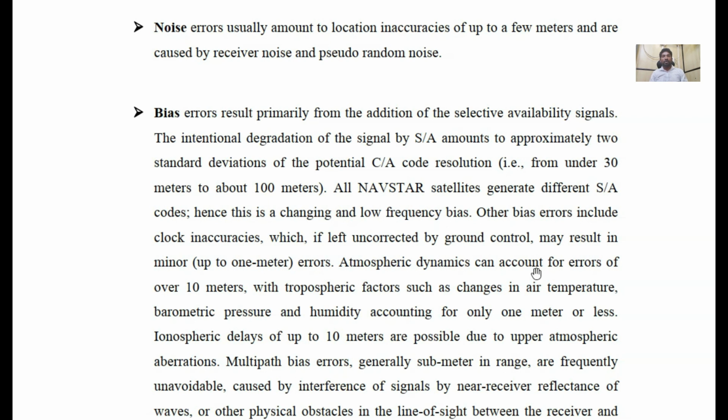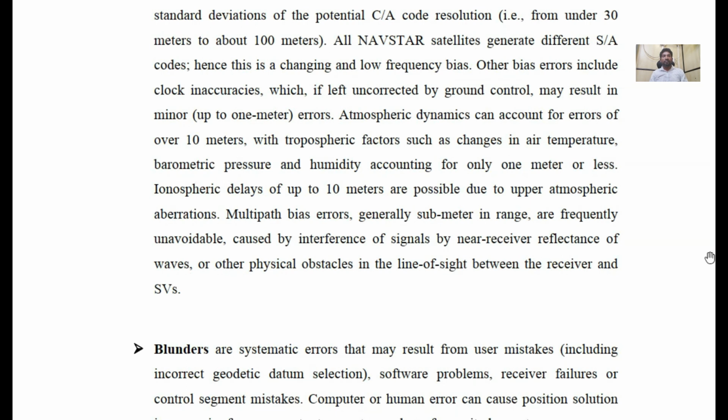Atmospheric dynamics can account for errors of over 10 meters, with tropospheric factors such as changes in air temperature, barometric pressure and humidity accounting for 1 meter or less. Ionospheric delays of up to 10 meters are possible due to upper atmospheric conditions. Multipath based errors. Generally, satellites in range are frequently unavailable, caused by interference of signals by nearby receivers, reflections of waves, or other physical obstacles in the line of sight between the satellite and the receiver.